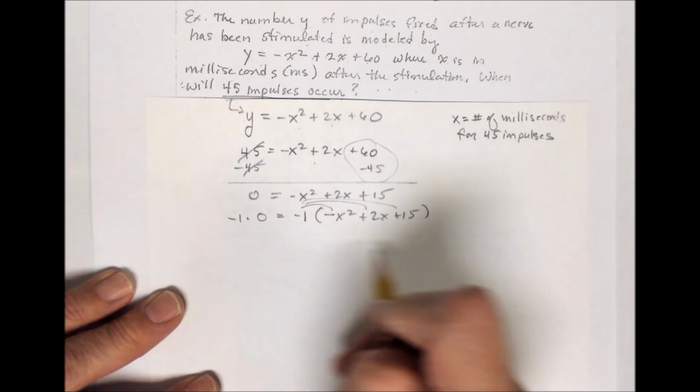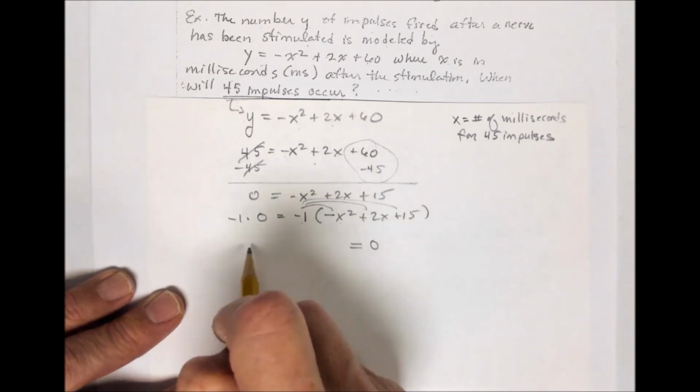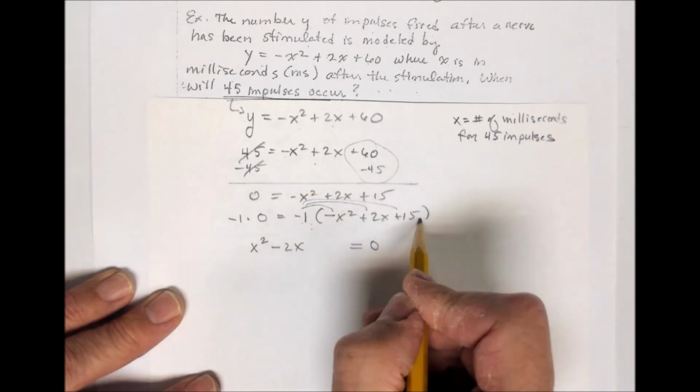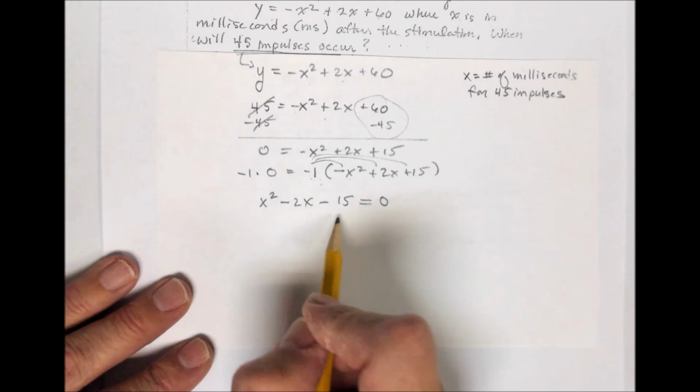I'm going to flip-flop the sides. I'm going to put the 0 here. -1 times the opposite of x squared is x squared. -1 times plus 2x is minus 2x. -1 times plus 15 is minus 15. Now it looks like something I'm more familiar with as far as factoring.